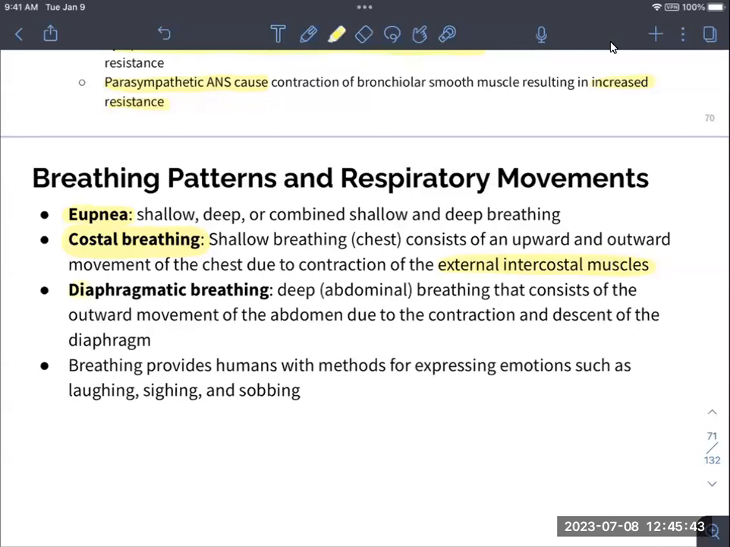Diaphragmatic breathing, technically, should be normal breathing, but this says deep breathing, that consists of the diaphragm moving out, which actually causes your stomach to expand a little bit more to allow enough air to come in. Diaphragmatic breathing is more of what should be normal breathing.